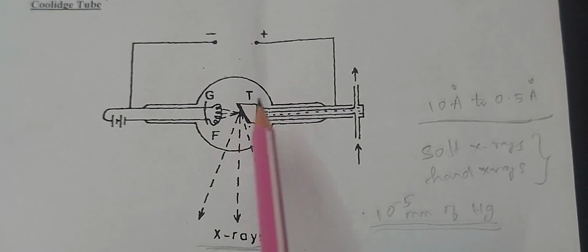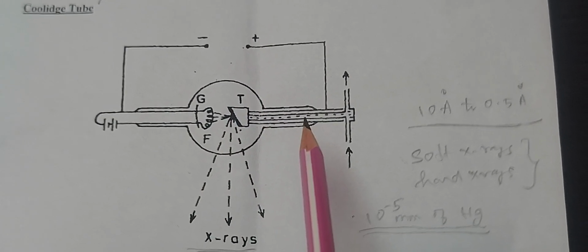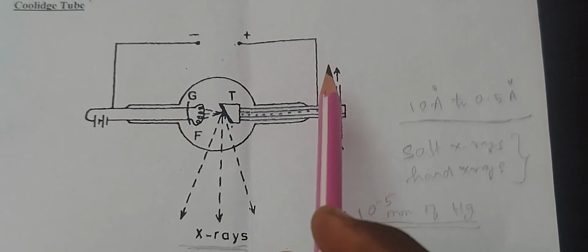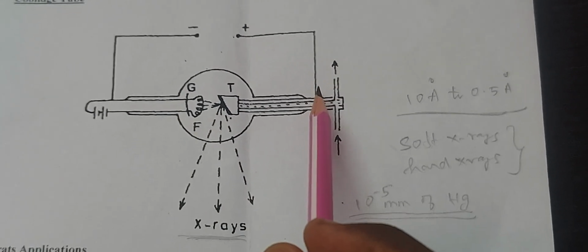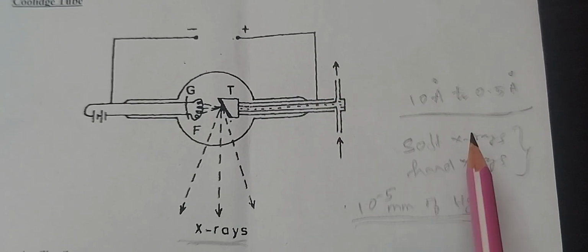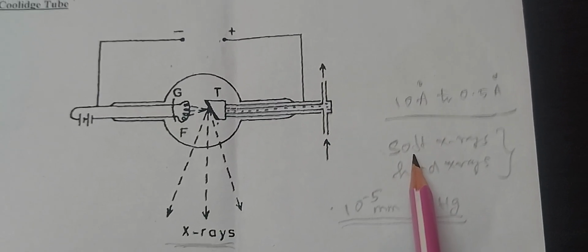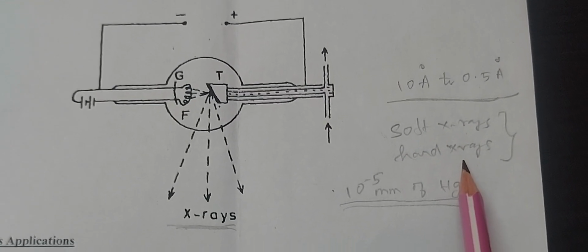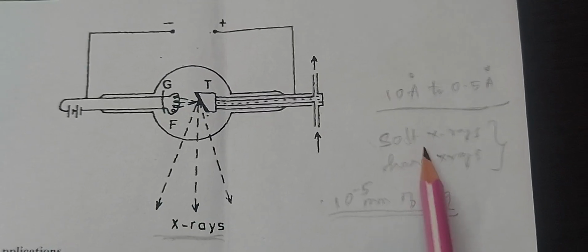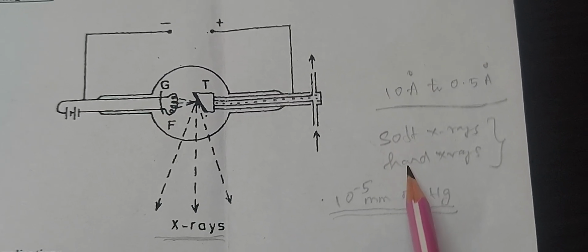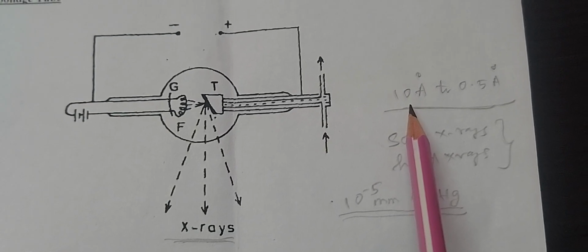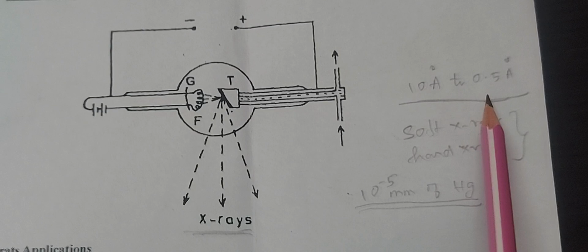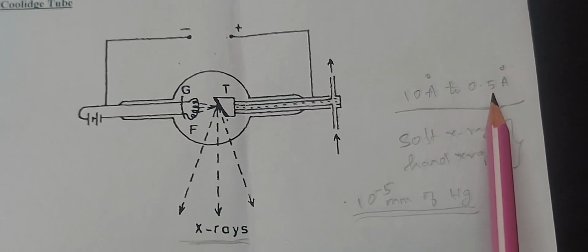First, X-rays were discovered in 1895 by Roentgen. X-rays are classified into two types: soft X-rays and hard X-rays. Depending upon the intensity of X-rays, we can classify soft as well as hard X-rays. The wavelength of X-rays is 10 Angstrom to 0.5 Angstrom.